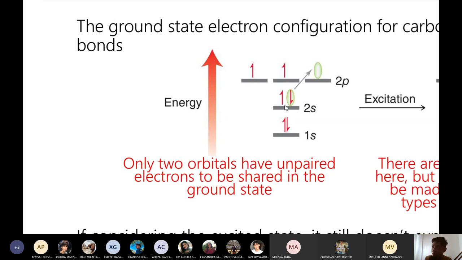Yung 2s electrons, bonded yan. Magkasama yan. So, lone pair yan dapat. Ibig sabihin, itong dalawa yung pwedeng gamitin sa bonding. So, is that true? Totoo ba to? Ang sagot ay, hindi, no?